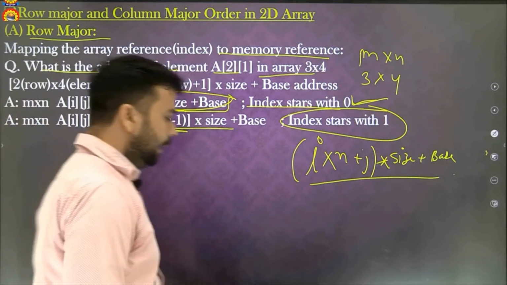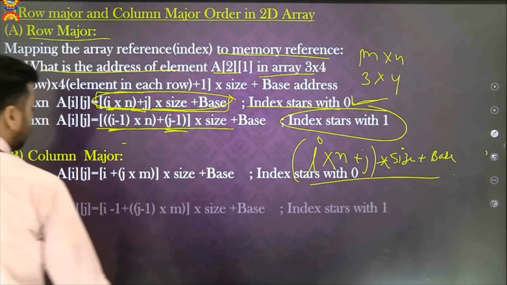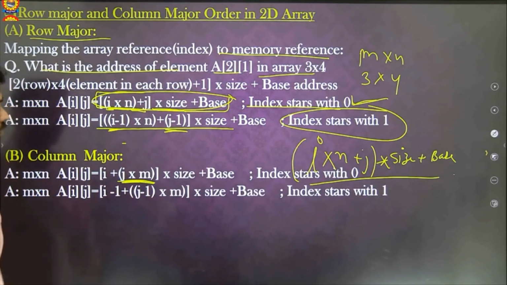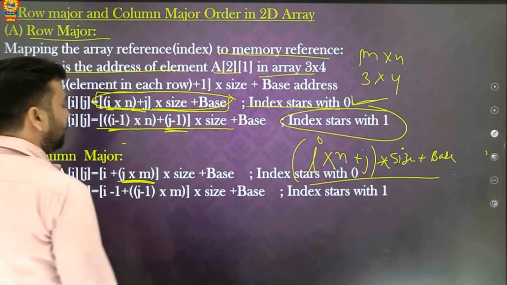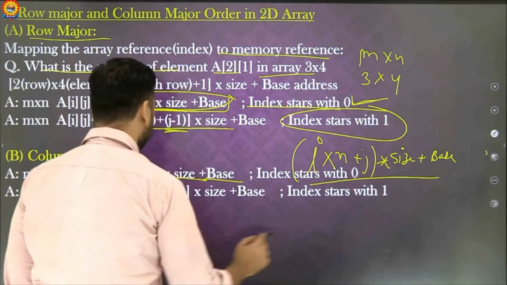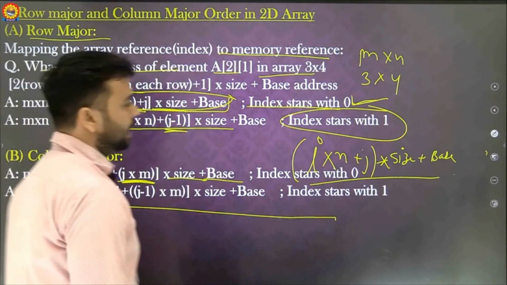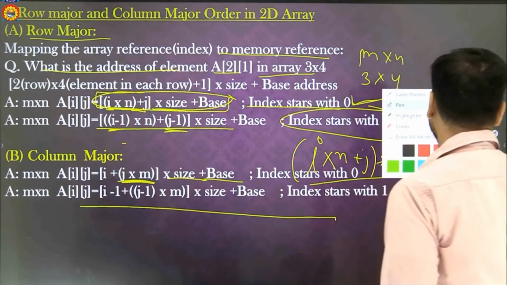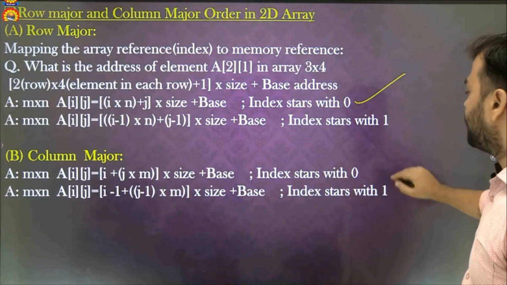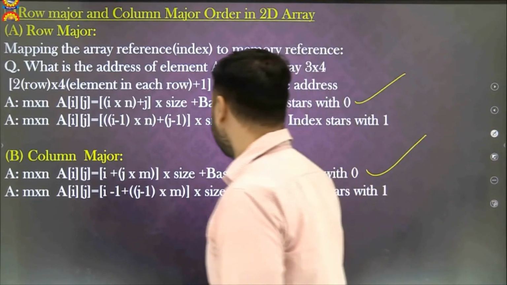Similarly, in the column measure, there is a formula. We multiply J with the number of rows M and into size plus base address. When the index starts with 1, the value will be like this. So it is the formula for row measure and it is the formula for column measure simply. So I hope you understand this concept.